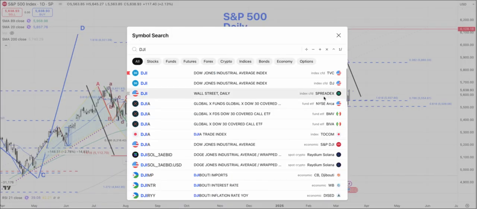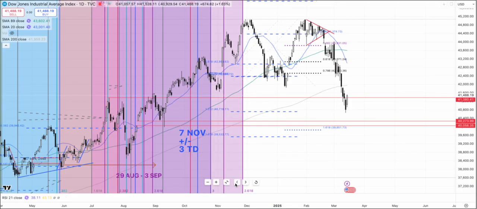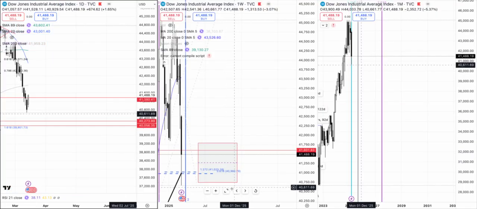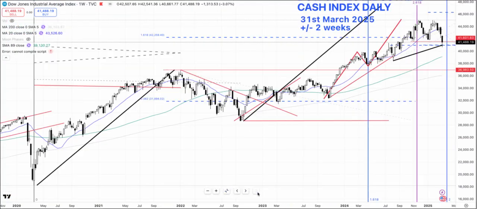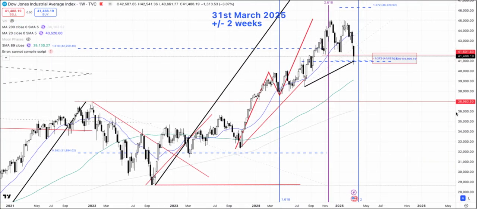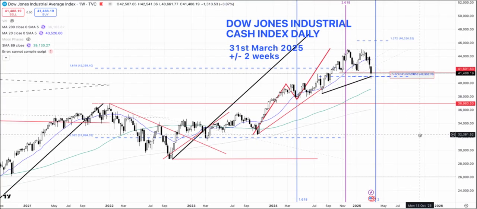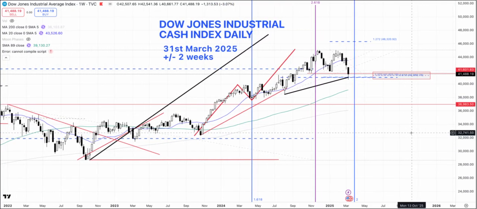Now let's take a look at the Dow Jones Cash Index. And let me actually go and move on to the weekly chart. On the weekly chart, this one also has got our timing model. This is something I should have mentioned at the beginning of the video. So we have the timing model coming around 31st of March 2025. But since it's a weekly model, we should give plus minus 2 weeks for this. And I think the timing has already started.